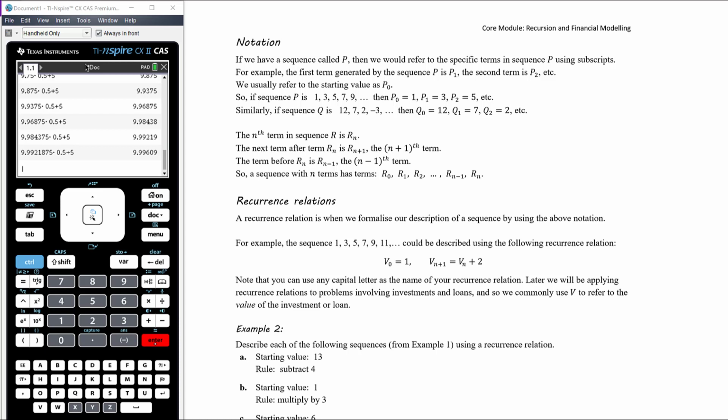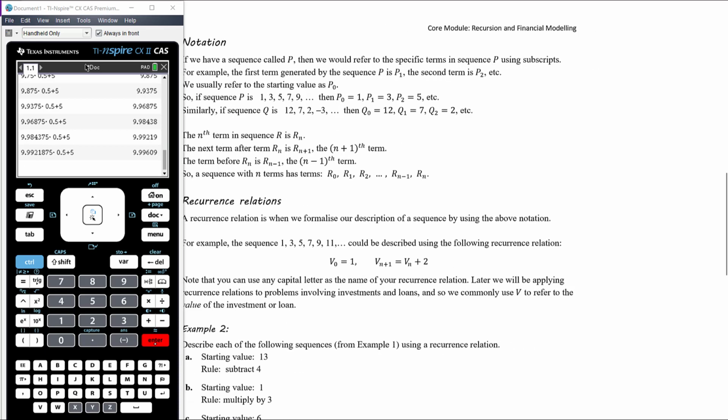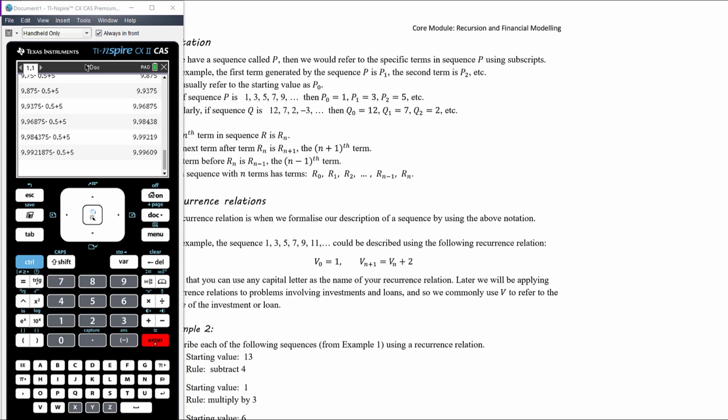Then we would refer to the specific terms in sequence P using subscripts. Okay, so usually we would refer to the starting value as P0. That's the starting point. And then the next term that comes after that would be P1. And the next term that comes after that would be P2, the second term in sequence P. The next term after that would be P3, the third term in sequence P.